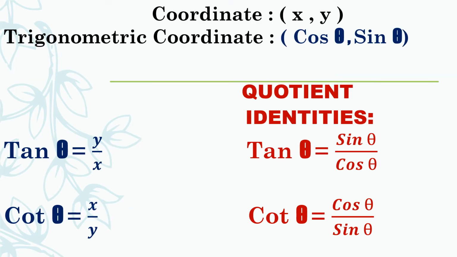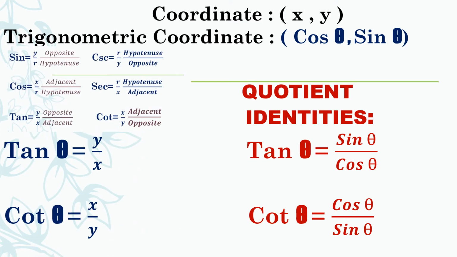So let's go back to the famous coordinate, the x and y coordinate. Since we are talking about trigonometric identities, let's have the trigonometric coordinates. So it is what? Cosine and sine. Why? Because cosine is equal to the x and sine is equal to the y. Now let's proceed with the quotient identities. Before that, let's view the six trigonometric functions that I've shown you on the second slide. The tangent theta is equal to y over x, and the cotangent theta is equal to x over y.